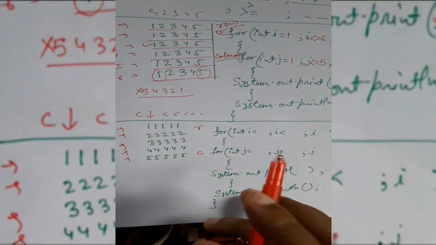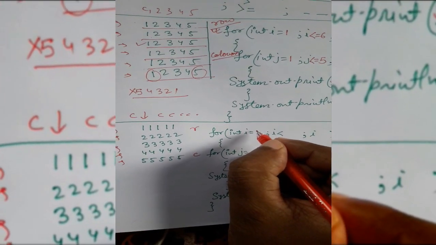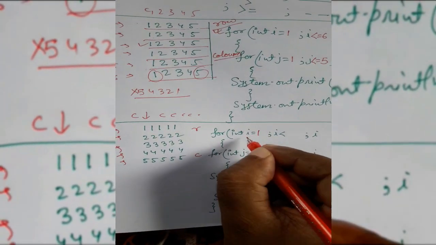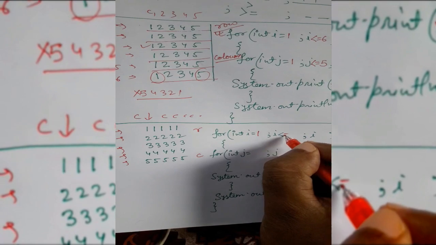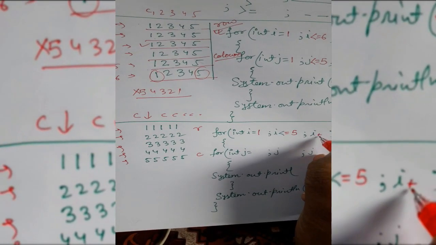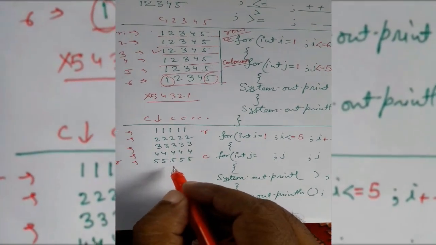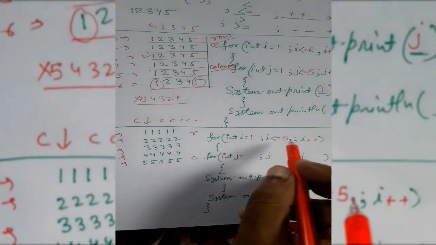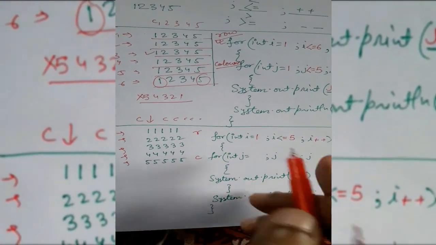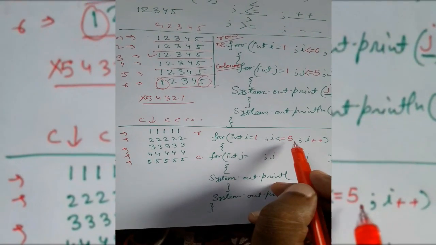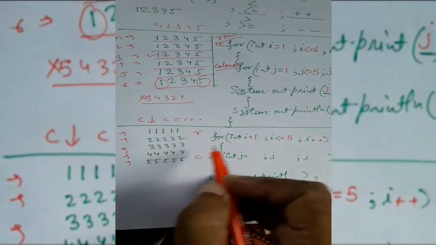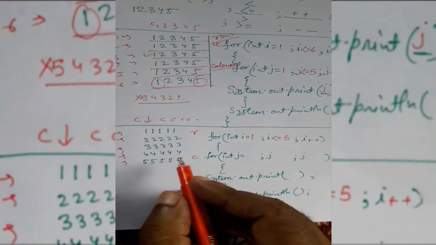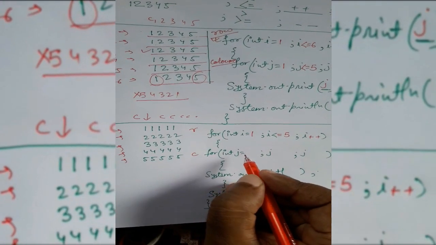Because 5 rows are there, generally, 80% of the time, we will write I equals to 1, I less than equals to 5, I plus plus. Here, because 5 rows are there, so 5. If it is 6 rows, 6. So that is common, almost 80% of the time. I equals to 1, I less than equals to 5, I plus plus, this one is for the number of rows. And then J equals to what, we don't know.